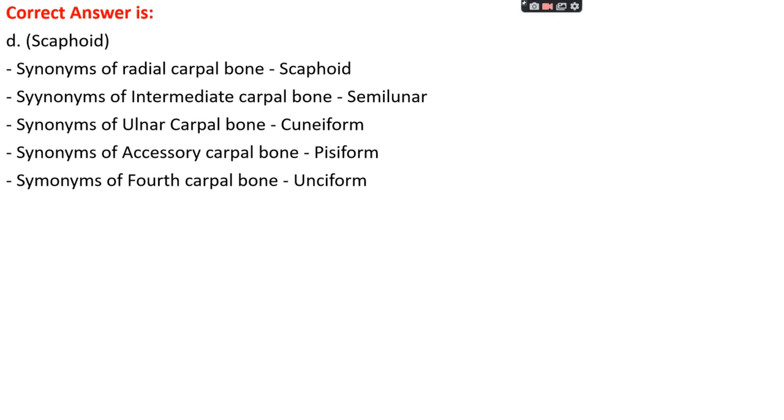Synonym of intermediate carpal bone is semilunar. Synonym of ulnar carpal bone is cuneiform. Synonym of accessory carpal bone is pisiform. Synonym of fourth carpal bone is unciform.